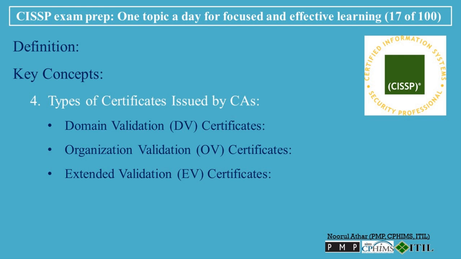Extended validation, EV, certificates, the highest level of validation, requiring a thorough vetting process to confirm the legal, physical, and operational existence of the organization. EV certificates trigger trust indicators in web browsers, such as a green address bar. Code signing certificates, used by software developers to digitally sign their code. The CA verifies the developer's identity, ensuring that the signed software originates from the stated developer and has not been altered. MIME certificates. These certificates are used to sign and encrypt email communications, ensuring the integrity and confidentiality of email messages.